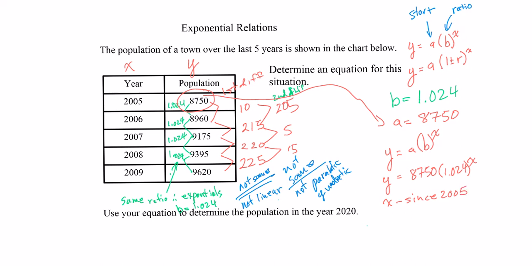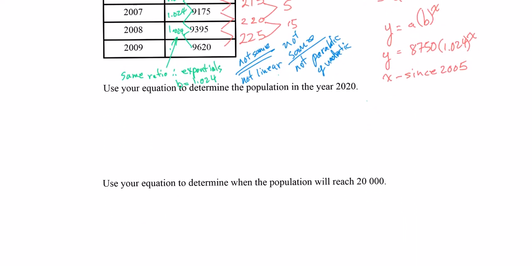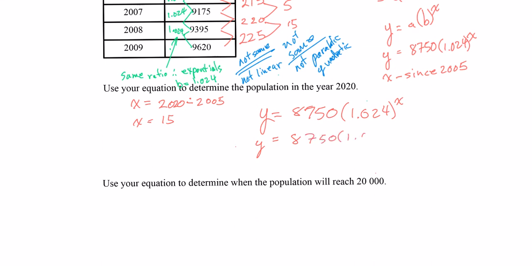Now, if I wanted to find the population in 2020, here's what we do. Since x is since 2005, we have to say x is equal to 2020 minus 2005, which is 15. So we're going to use that in our basic equation. So y is equal to 8750 times 1.024, all raised to the x. And all we're going to do is just substitute: 8750 times 1.024 raised to the 15. And that number turns into this final answer.